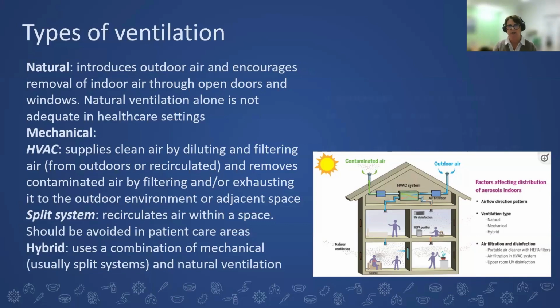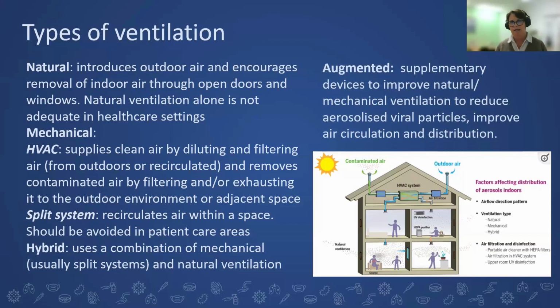And then in addition to this, we have what we refer to as our augmented ventilation. So these are when we use supplementary devices to improve the natural or the mechanical ventilation. And that's about reducing those aerosolized viral particles so that we're improving that air circulation and the distribution. So this might be a portable air cleaner or scrubber with HEPA filters. It might be an air filtration system within your HVAC system, or it might be a UV disinfection system in the upper areas of your building if you're on more than one level.